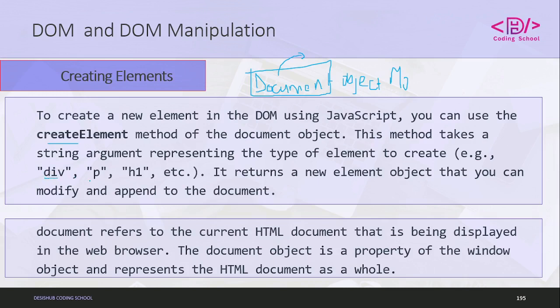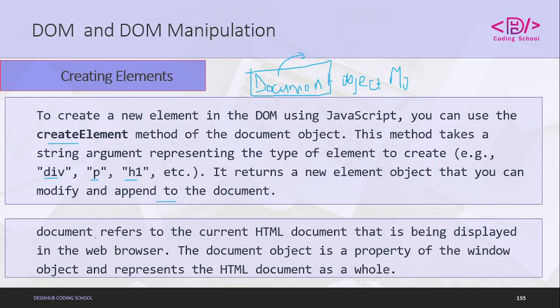If you want to create a p tag, you create a p. If you want to create h1, you pass in h1. It returns a new element object that you can modify and append to the document.